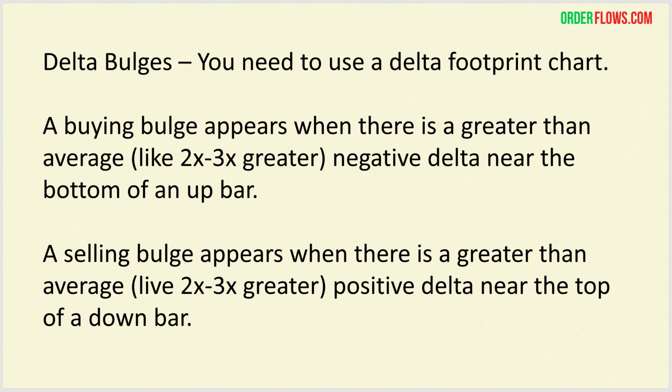Alright, so with delta bulges, you need to use a delta footprint chart. And a buying bulge appears when there's greater than average, like 2 or 3 times, even more, negative delta near the bottom of an up bar. Or a selling bulge will appear when there's greater than average positive delta near the top of a down bar.